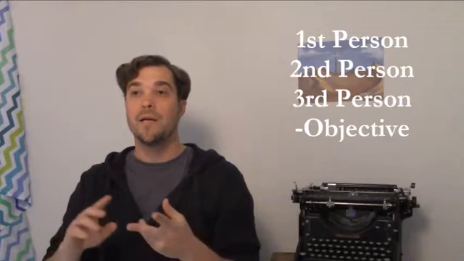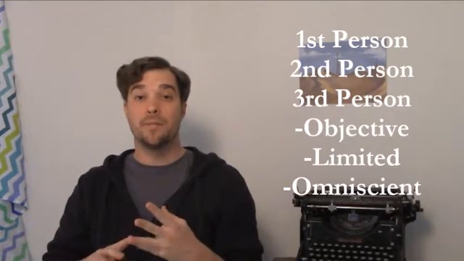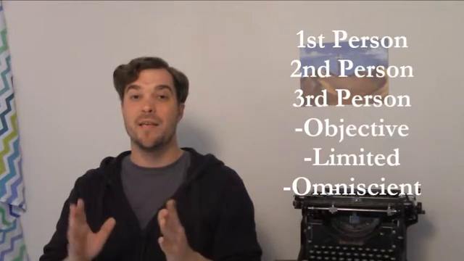In episode 6, we took a look at the 3 types of point of view. First person with I and we, second person with you and your, third person with they and them. And we also broke third person down into objective, showing everything from the outside very factually, limited, following a singular character around, and omniscient, telling everything about anything.